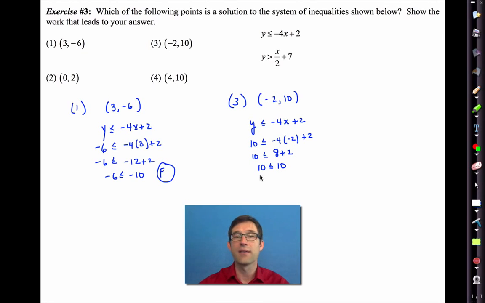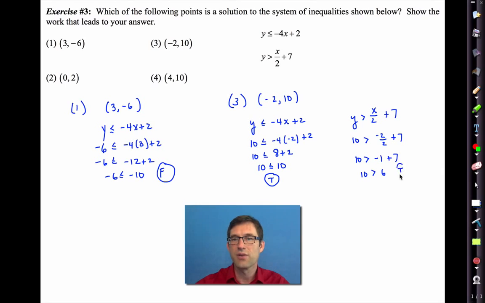Had that just been a less than, the answer would have been false. But because there's that equal there, it's true. Likewise, let's check this one. y is greater than x divided by 2 plus 7. Let's put in the 10 for y, greater than -2 divided by 2 plus 7. Negative divided by a positive is a negative. And -1 plus 7 is +6, and that's also true. So since both inequalities are true at that point, it is part of the solution set.